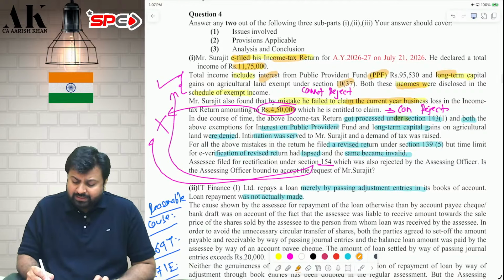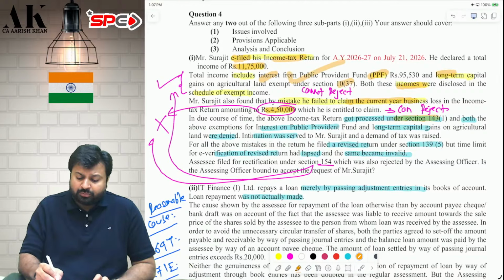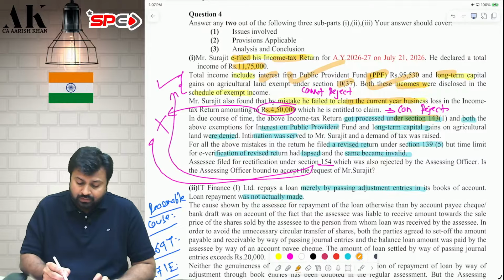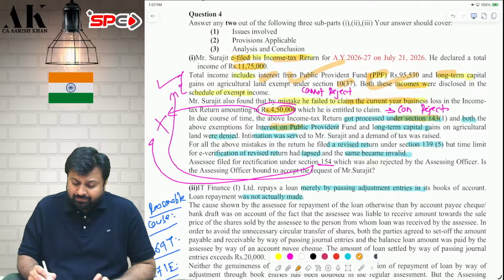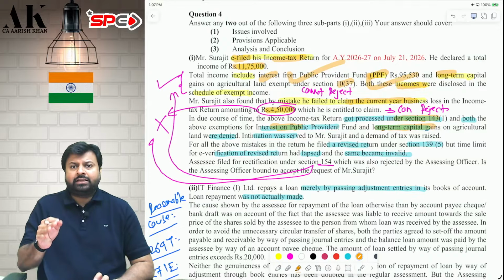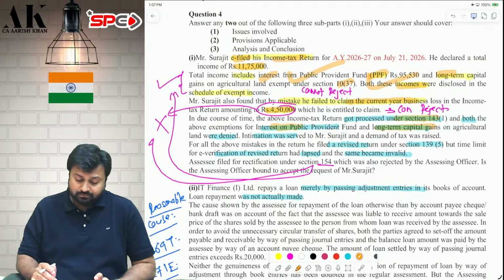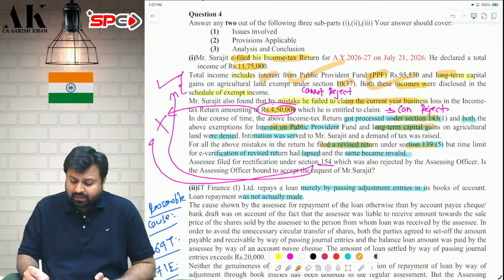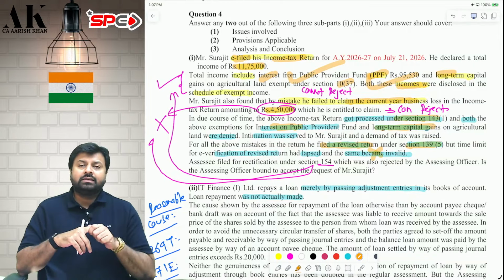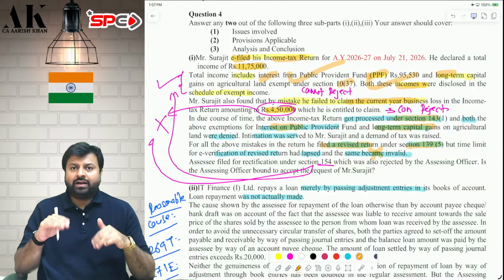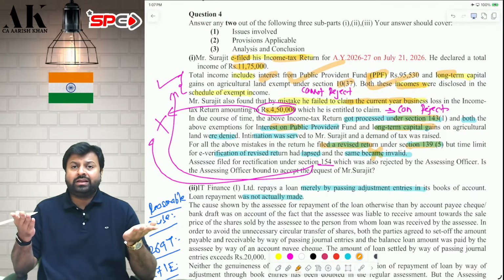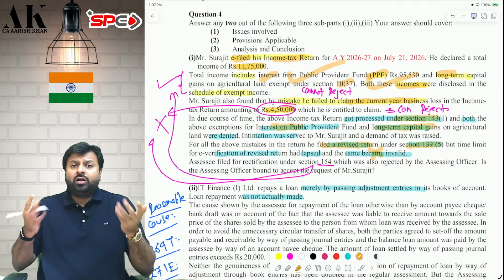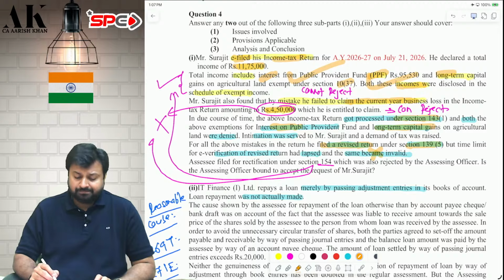So two exemptions he has claimed, one loss he failed to claim. After a few months, what happened? The return got processed and the return disallowed both these exemptions also. The return disallowed the interest on PPF also, and the long-term capital gains also. Both of them are disallowed. And the intimation was served to the assessee. Then the assessee filed a revised return under 139(5), but again he made a mistake. He did not e-verify the return within 30 days. Whichever return you file, a revised return or a normal return, you have to e-verify within 30 days.